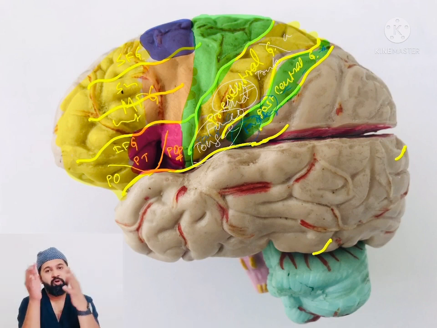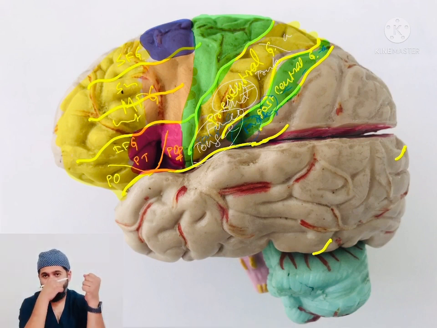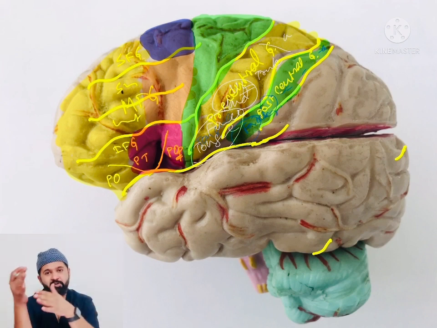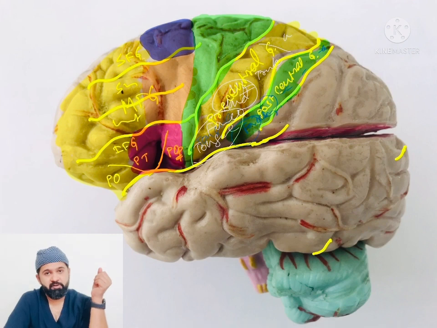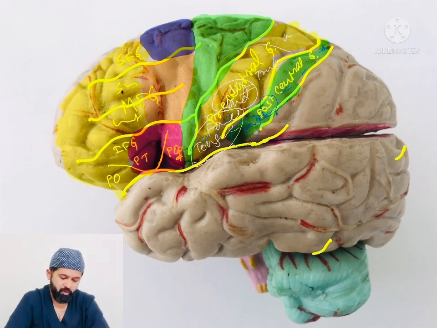Again, the motor part of the perineum, that is the bowel and bladder control, and the sensory part of the perineum, that is the sensations from the bowel and bladder, are on the medial surface around the central sulcus, which we'll see when we discuss the medial surface.